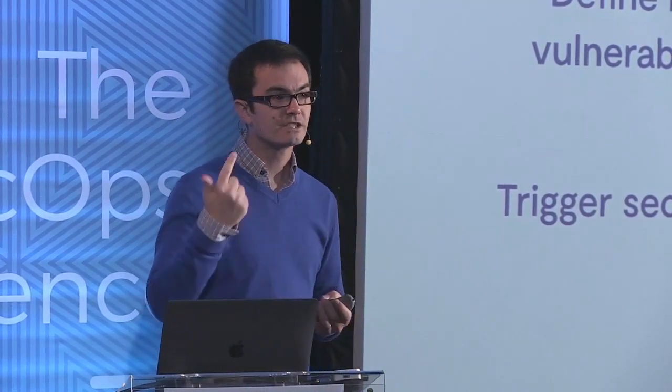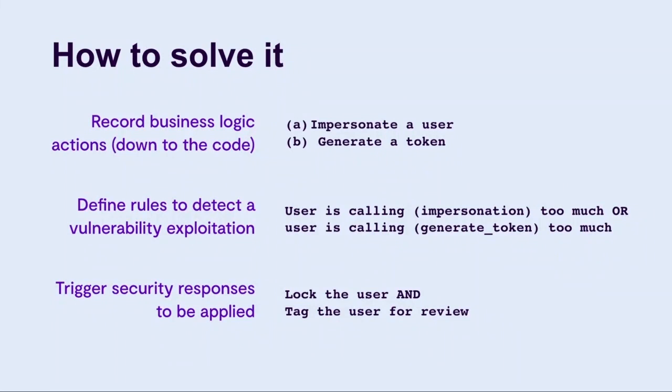Impersonate a user and generate a user token. Then I want to define rules to detect vulnerability exploitation. Like if a user is calling the impersonation function too much, or maybe if a user is calling generate token too much. What is too much? That's a good question, but it could be anomaly detection. You could use many algorithms to detect and to define a "too much" function.